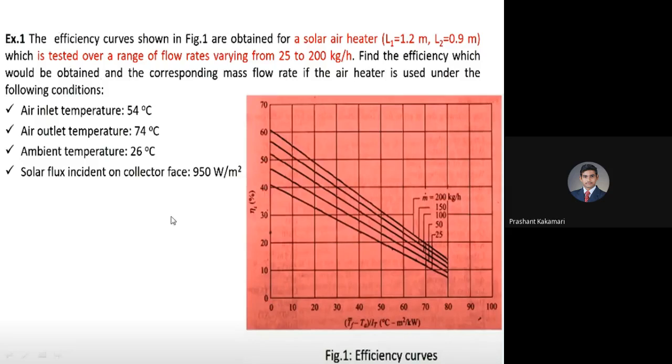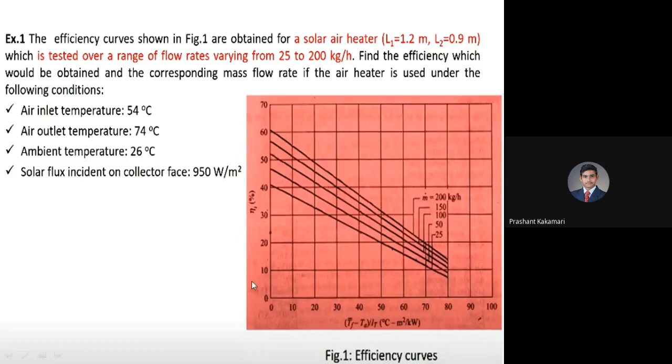Now the question comes, how did they find out these values? First we need to find out this TF. TF bar means the average temperature. The average temperature of the fluid, if you find out, in that case you have to take the average of the inlet and outlet temperature. Then ambient temperature, minus TA, where TA is the ambient temperature, 26 degrees centigrade.